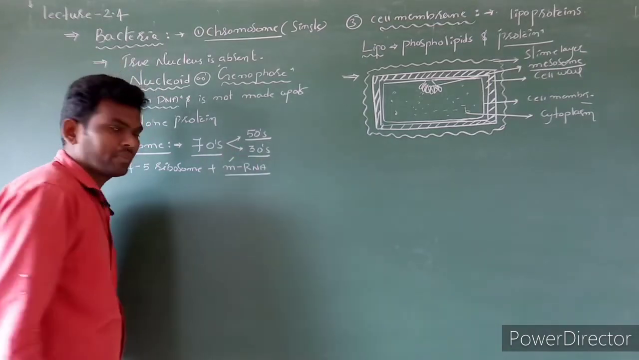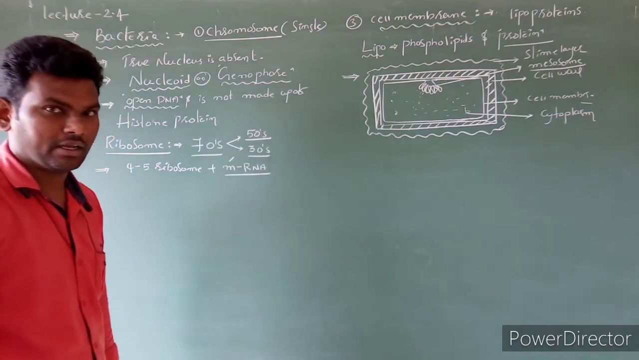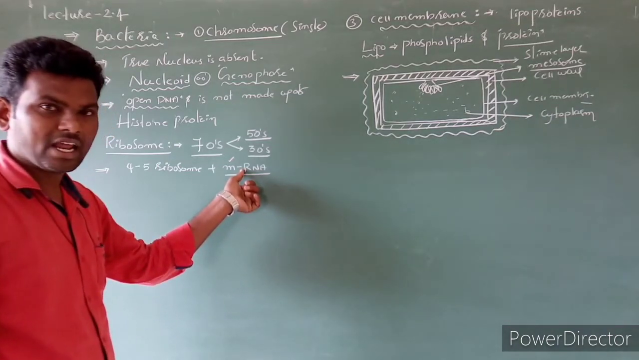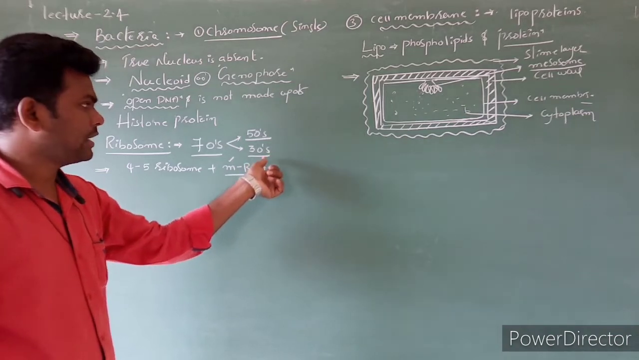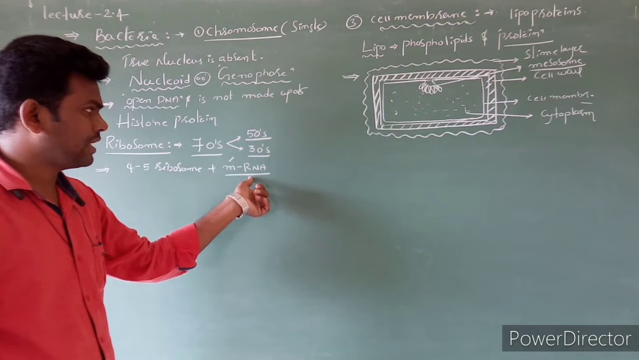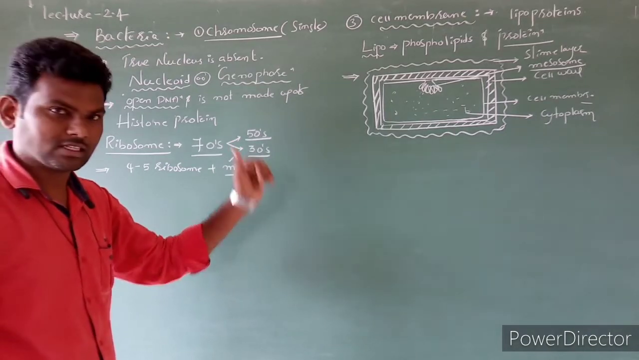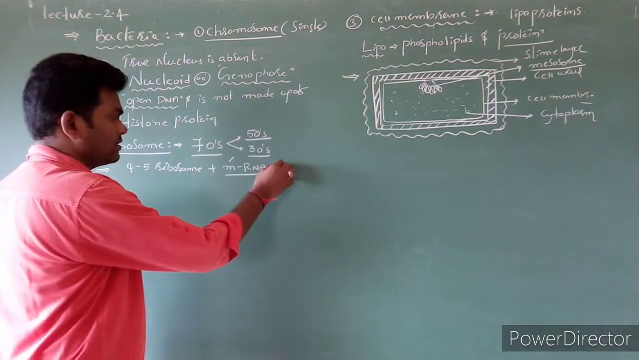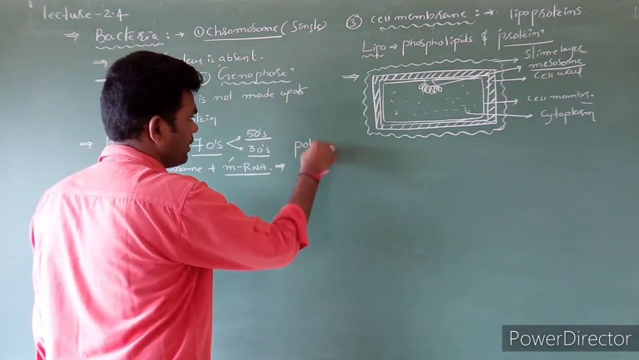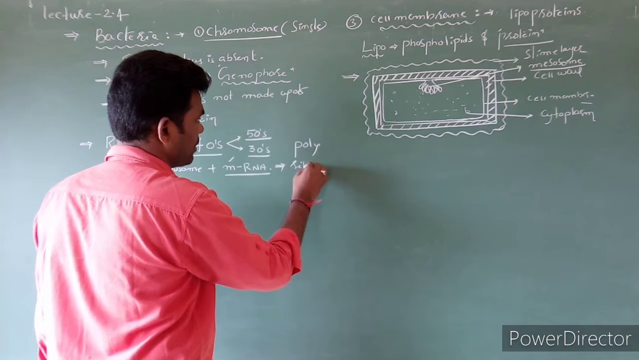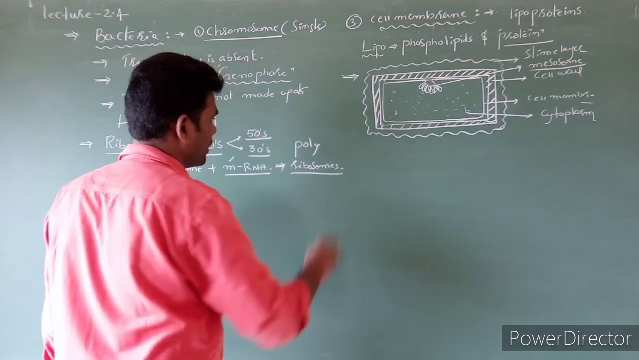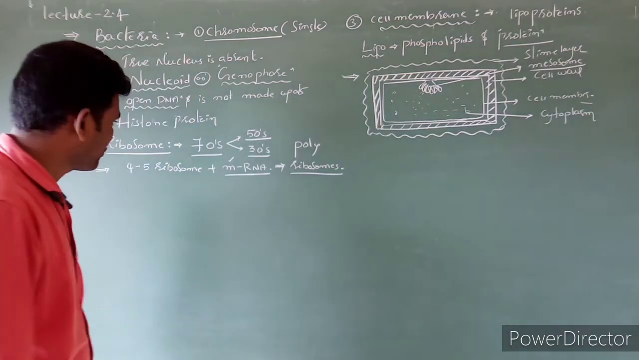M means messenger RNA. Generally, nucleic acids are of two types, DNA as well as RNA. DNA means deoxyribonucleic acid, RNA means ribonucleic acid. Clear? So such ribosomes we call polyribosomes.